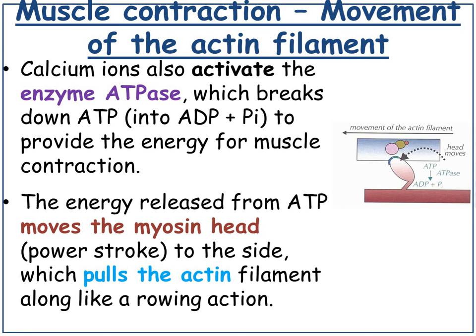The calcium ions also activate the enzyme ATPase, which breaks down ATP into ADP and Pi, and that provides energy for muscle contraction. The energy released from the ATP moves the myosin head in a power stroke to the side, so it tilts the head to the side, which pulls the actin filament along, a bit like a rowing action.